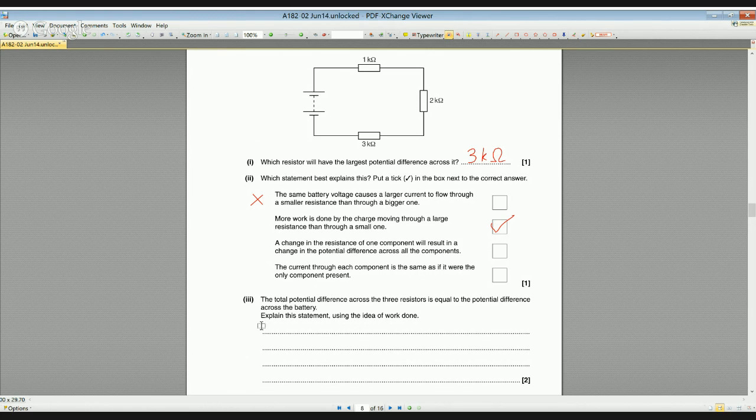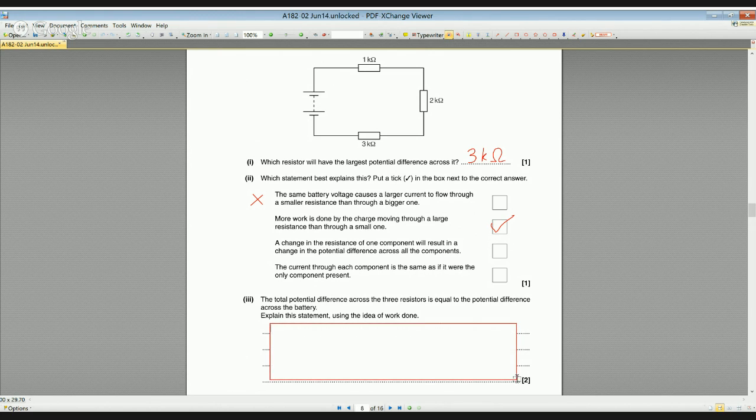So it follows that we can't create or destroy energy. Whatever energy the battery puts in and gives to the charges has to be equal to the energy that the charges then give out as they pass through the resistors. So let's phrase this properly. The work done per charge from the battery is equal to the work done by each charge on the components.